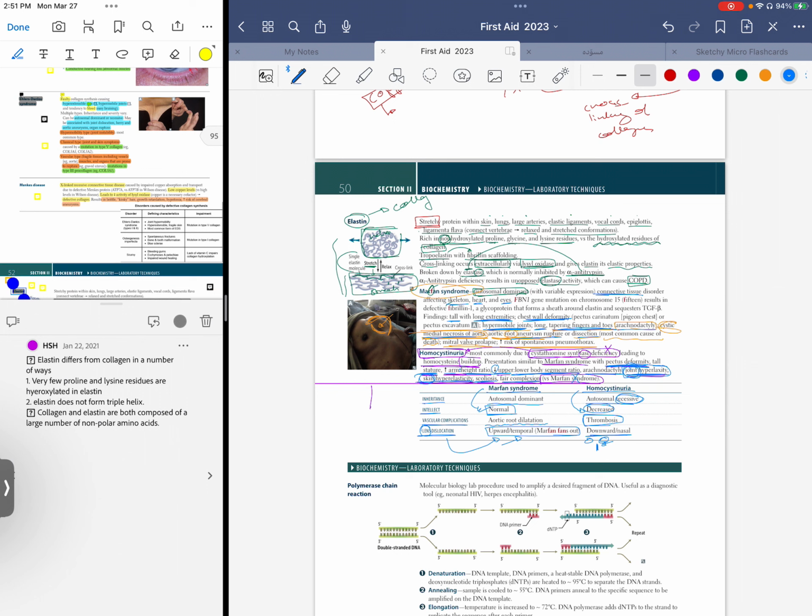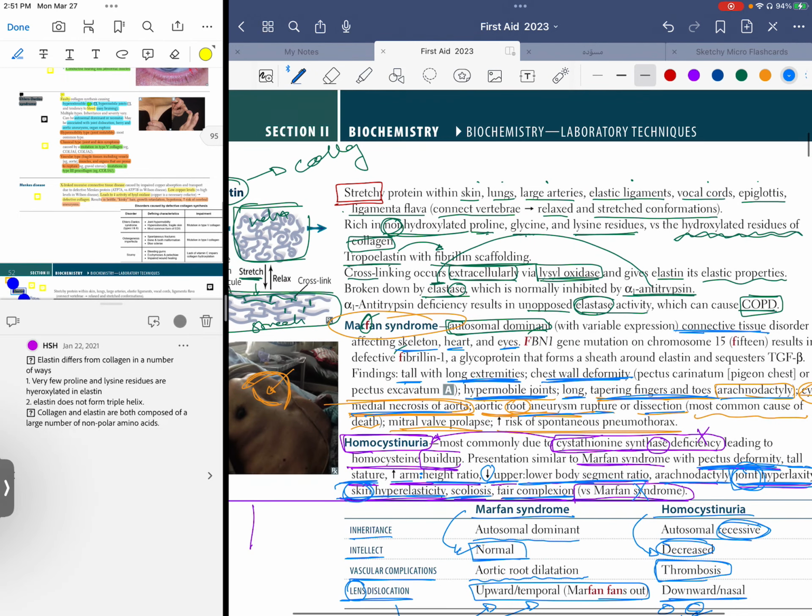Let's see. So elastin generally differs from collagen in a number of ways. It's one and two. One, very few proline and lysine residues are hydroxylated in elastin. So basically, as we mentioned, they are non-hydroxylated. We only have very few proline and lysine residues that are hydroxylated.